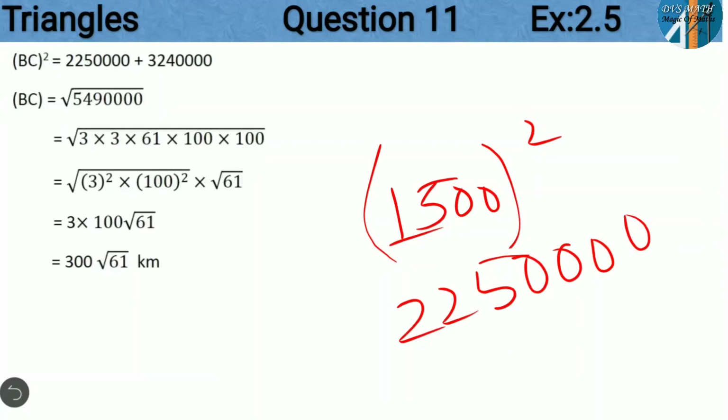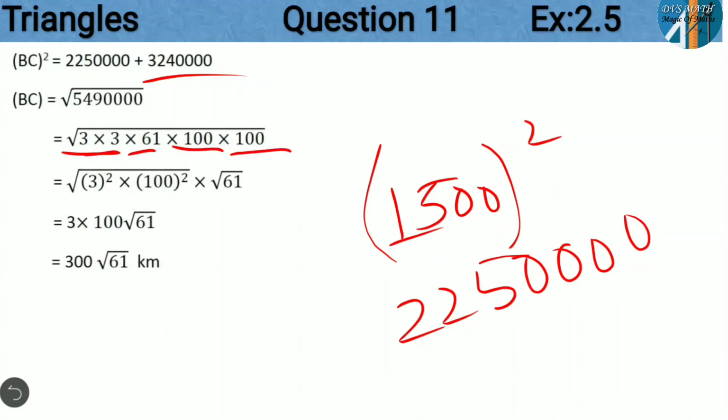Next, what is 18 square? 324. So again 324 zeros. If we add lakh 90,000, so 54 lakh 90,000. So here you have to find the factors, or you can generally write it here. If you observe, look here, if you find the factors, so 3 into 3 into 61, 100 into 100.